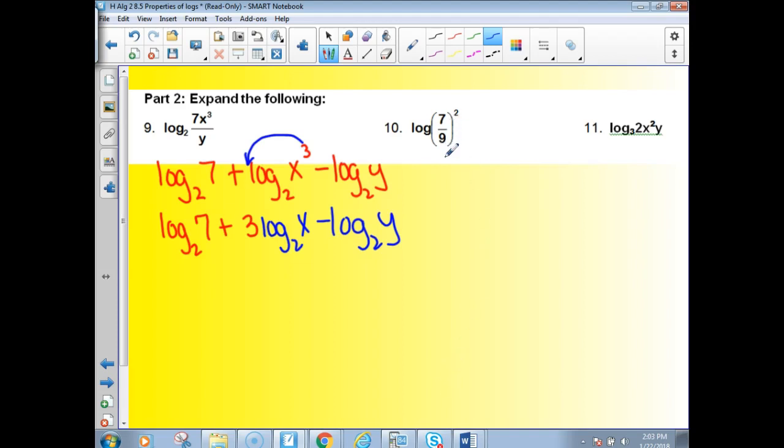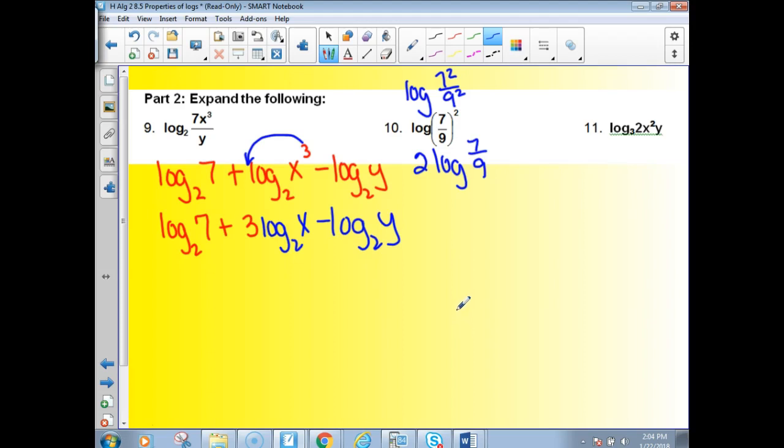Now, two things about the next one. I'm going to show this two different ways. We should know that when you have a power on the outside, I could rewrite this 2 times the log of 7/9. But this might come out wrong. And let me explain. Isn't this equivalent to the log of 7 to the 2nd over 9 to the 2nd?